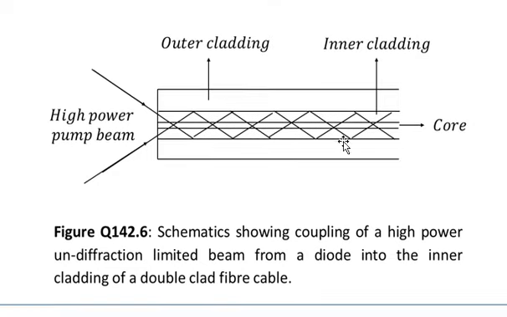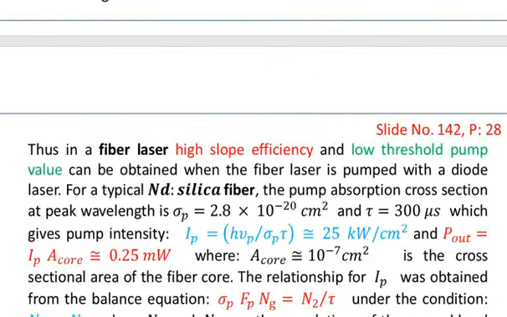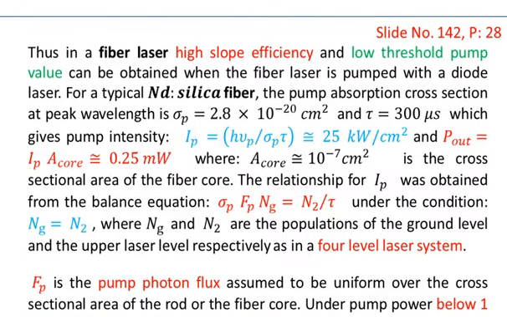And you know the figure that I have already explained: this is a double core double clad fiber cable consisting of an inner cladding and an outer cladding, and the high power is usually launched into the inner cladding of the double clad fiber. Thus, in a fiber laser, high slope efficiency and low threshold pump value can be obtained when the fiber laser is pumped with a diode laser.